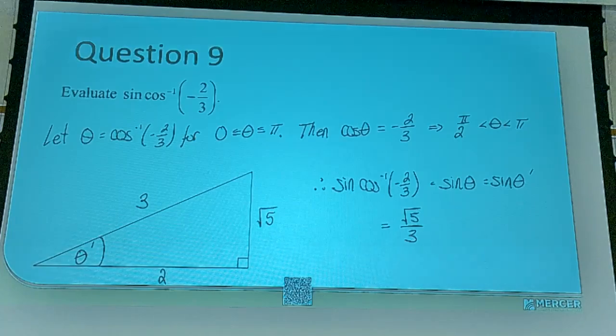Well, that was for theta prime. But since we're dealing with the second quadrant, sine of theta is the same as sine of its reference angle, because sine is positive. If we were, let's say, in quadrant 3 for some reason, which we would never be for this, same setup though, then you'd be negative root 5 over 3, because sine is negative in the third quadrant.